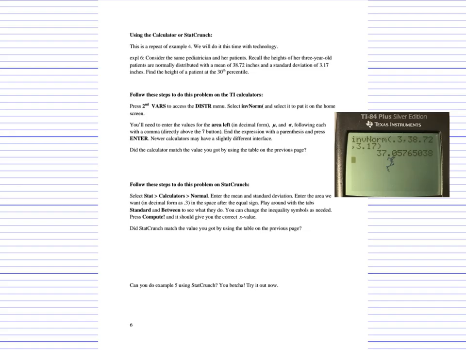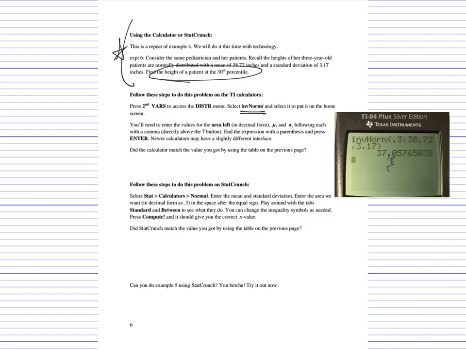Okay. Page 6 is about showing this stuff on the TI calculator. Specifically, we've got this inverse normal command. Let's look up here at the top. It says repeat of example 4. This is number 6. I'm just calling it number 6, but it's what we did with number 4 with that percentile. You'll remember when we did it back there with number 4, it involved looking up as close as we could get that 0.30 in the table.